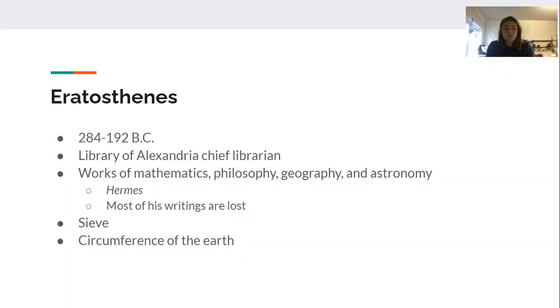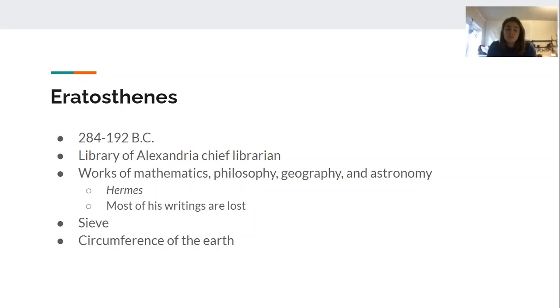There was Aristotle, who was around after Archimedes. Most of his writing is lost, and we rely mostly on commentators' descriptions of his writings. He was the chief librarian of Alexandria. He did works of mathematics, philosophy, geography, and astronomy. He wrote a poem called Hermes, which was about the stars and space, and it was in poem form, which is very interesting. As I said, most of his writings are lost.